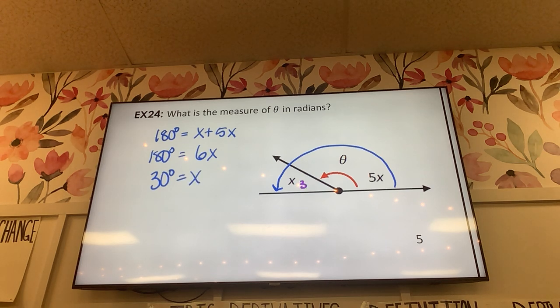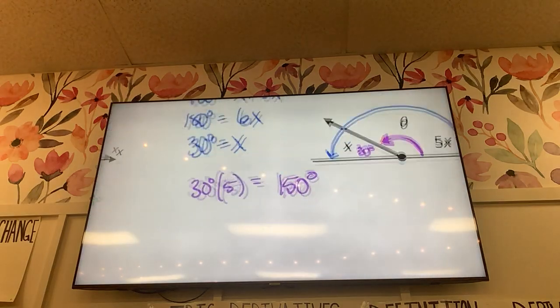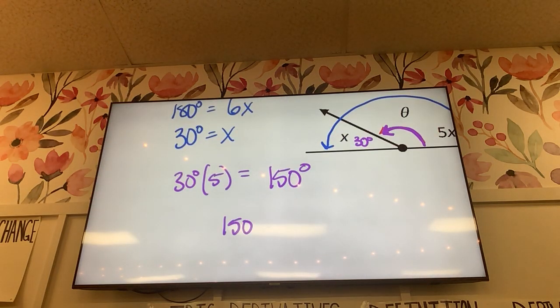That tells me that this is 30 right here, and I want to figure out this bigger angle right here. So what are you going to multiply 30 by? By 5. Or you could subtract it from 180. Oh, yeah. 180 minus 30. So now you have to find it in radians. Oh yeah, and then we have to find it in radians. So 150 times pi over 180, which is going to be 5 pi over 6.